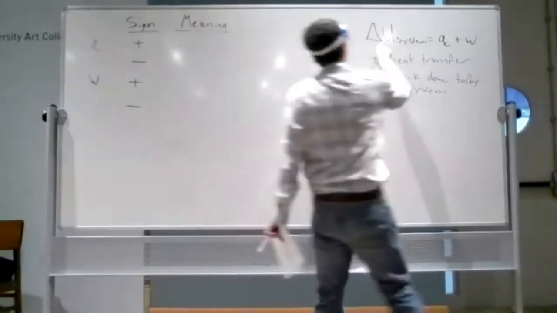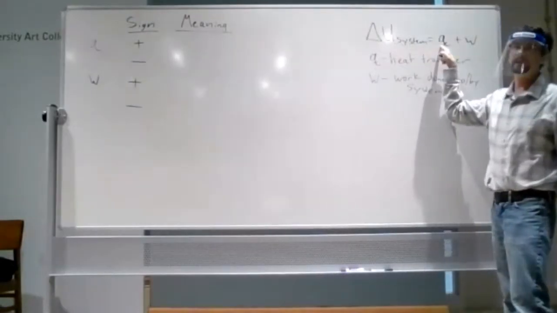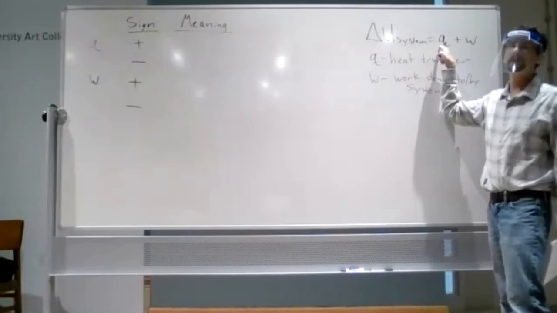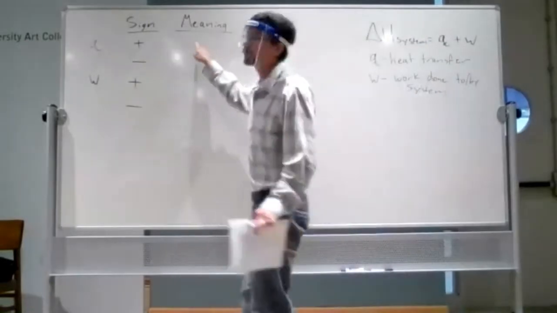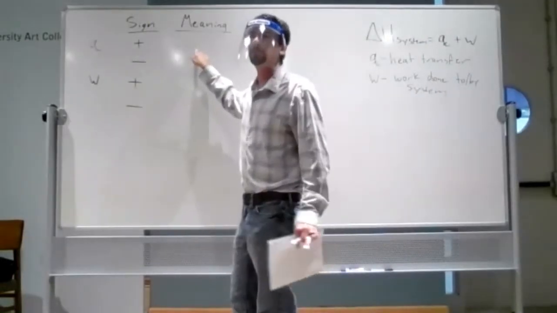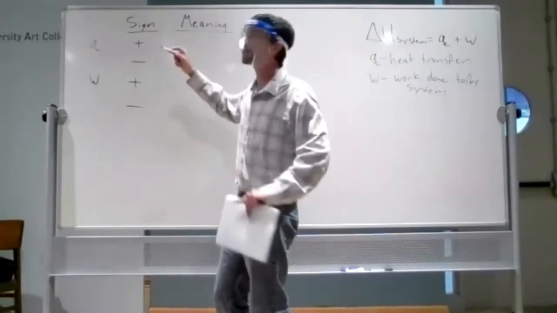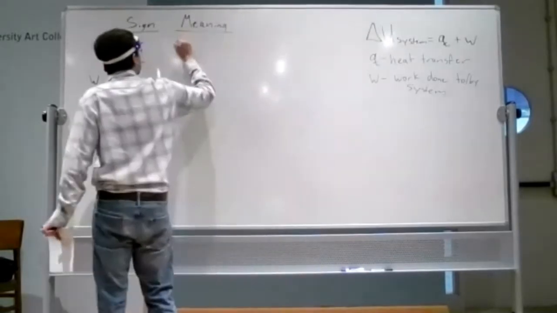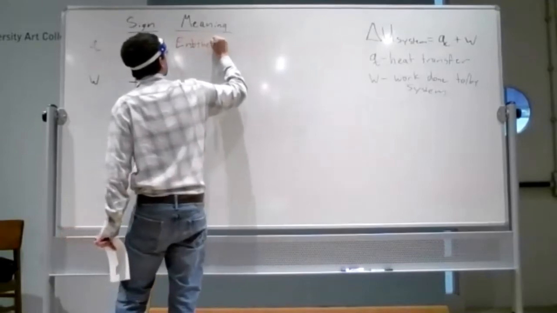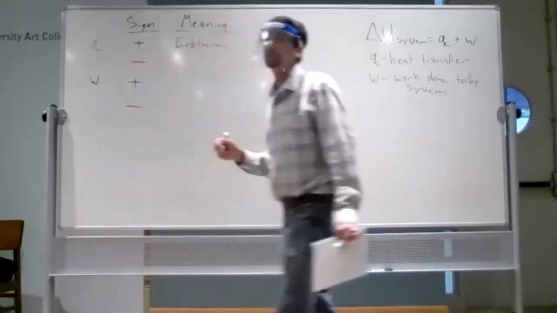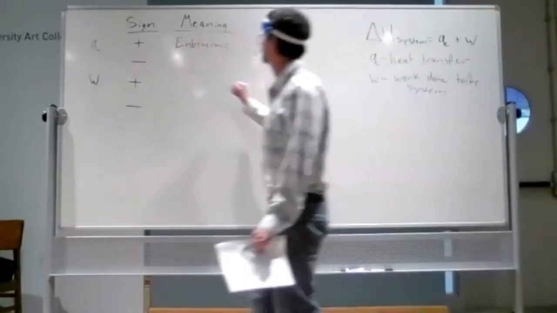What's happening to the total energy of the system? Is it going to increase if this is positive or decrease if this is positive? It's going to increase, right? So, energy is entering the system. What type of process do you have energy entering the system through heat transfer? Yep, it's endothermic. And if it's negative, what's that mean? Yep, exothermic. Energy is being released.